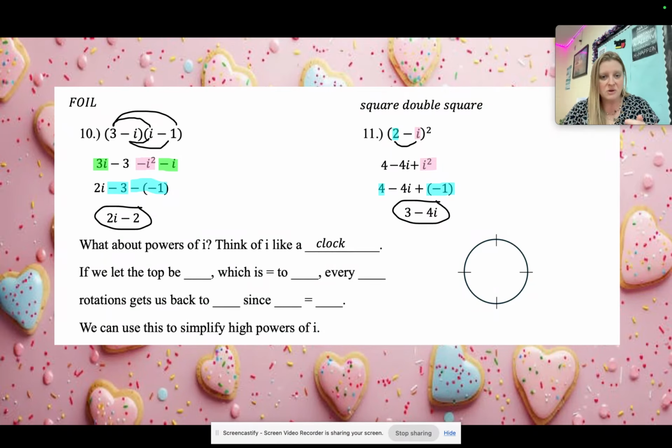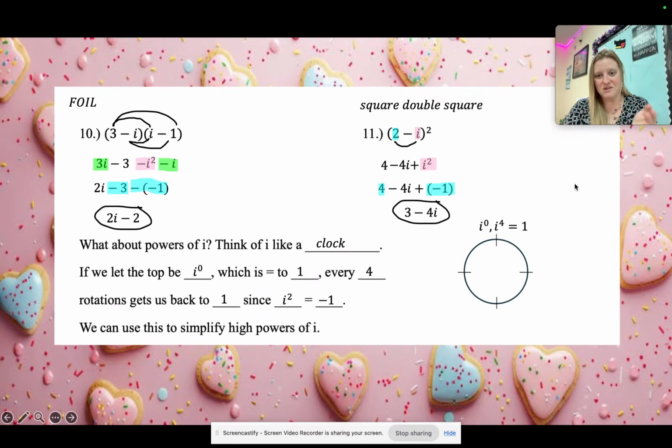All right, so the first thing I want to show you is how you can think about i like a clock. We're going to let the top of the clock be i to the 0, just because it's easy to start counting with 0. Anything to the 0 power, if you recall from Algebra 1, is equal to 1. So that means every 4 rotations would get us back to 1, because i squared is equal to -1. If you take -1 times -1, you get back to +1.